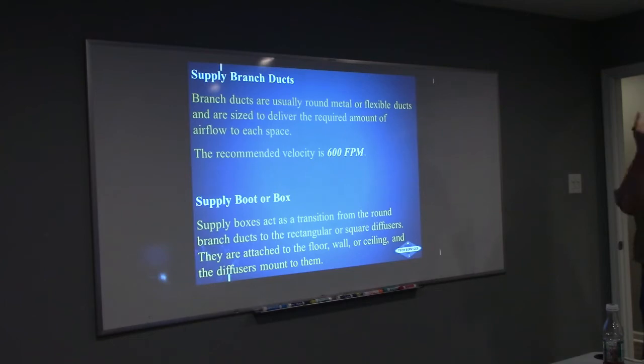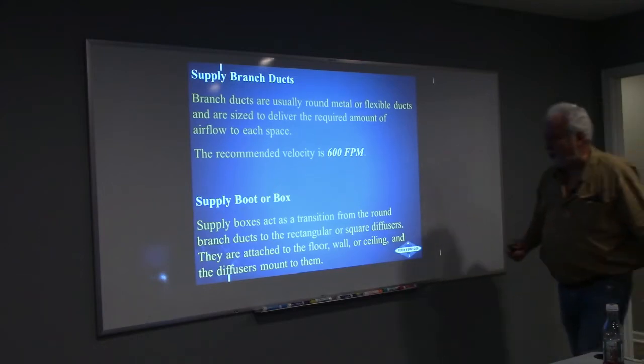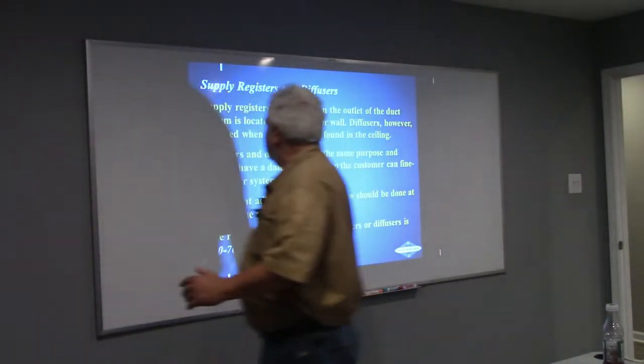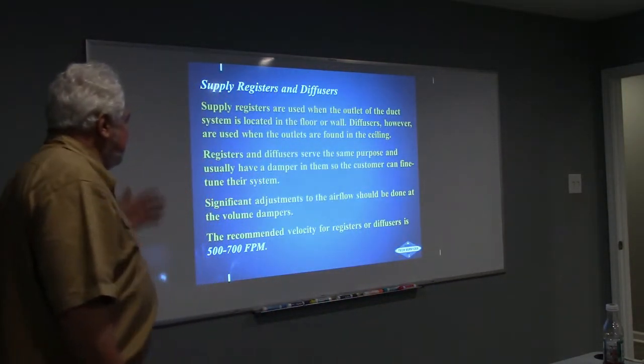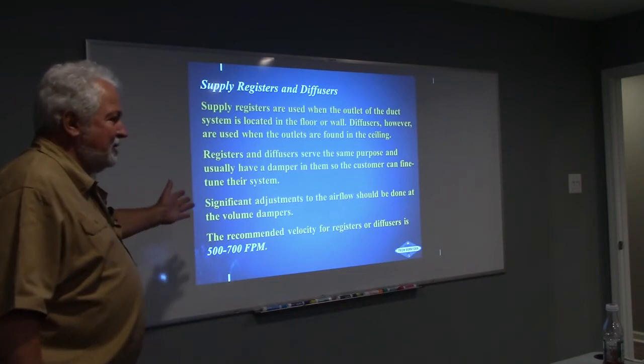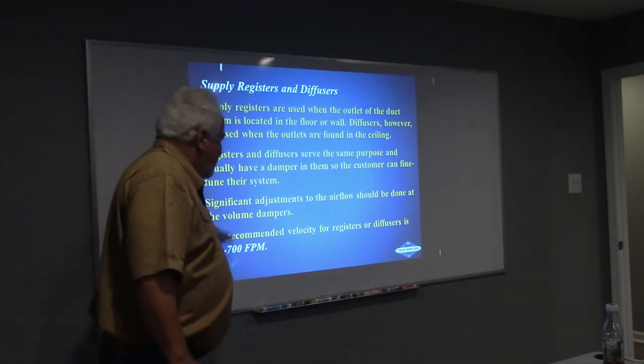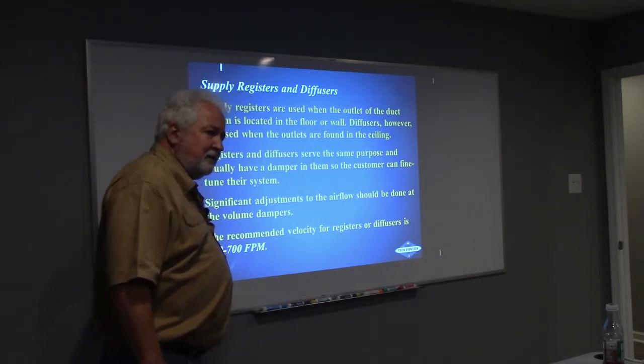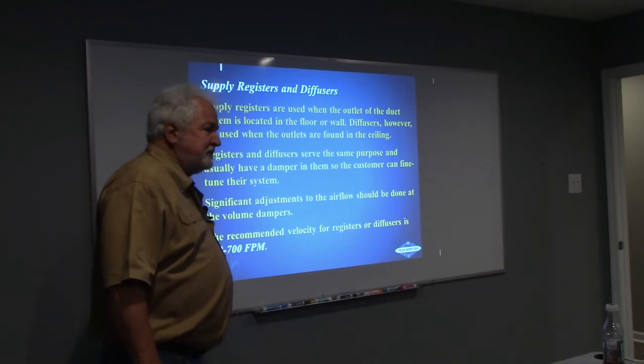Perimeter duct system. We've got to put it at the load. Does that make sense? All right. Supply registers and diffusers, we just want to have that air moving 500 to 700 feet per minute, and typically on a residential, I'm going to want to go closer to the 5 than the 7. All right.